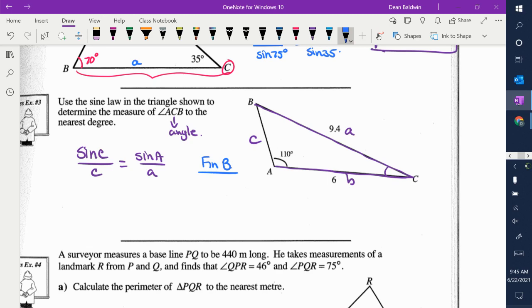Find B. So it's the same thing. Sine of B over B is equal to, we're going to use A, sine of A over A. We know what B is. It's 6. Little b is 6.